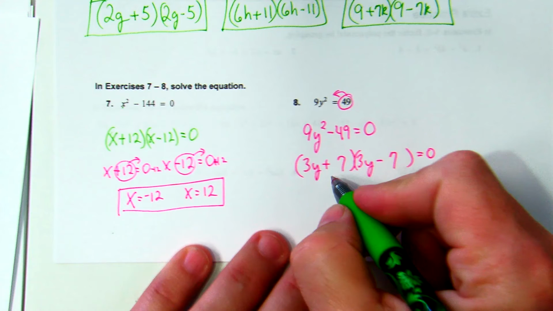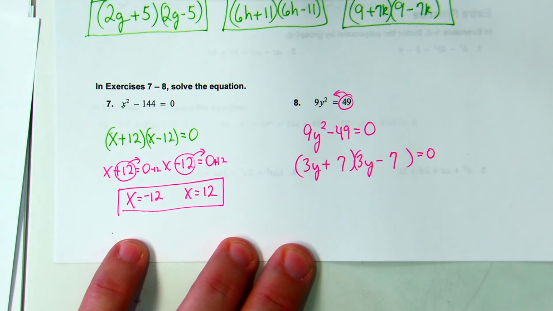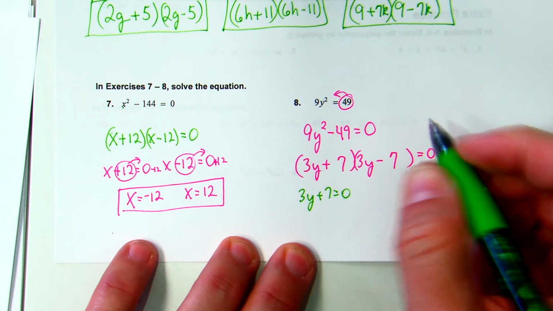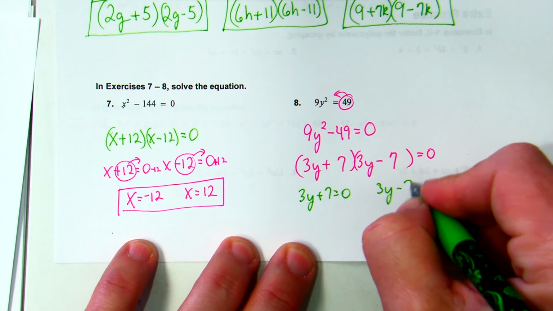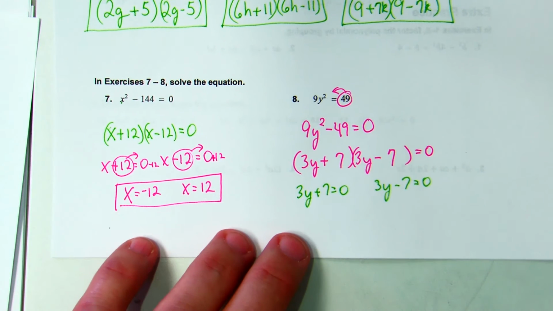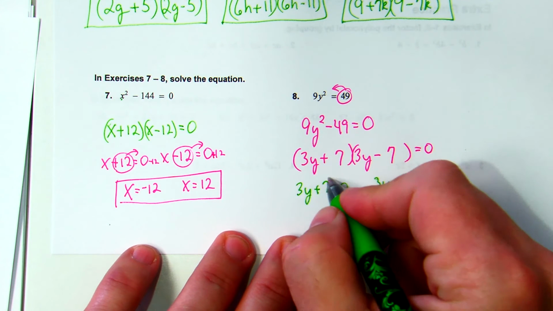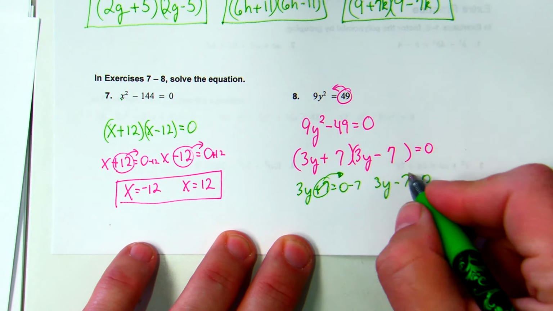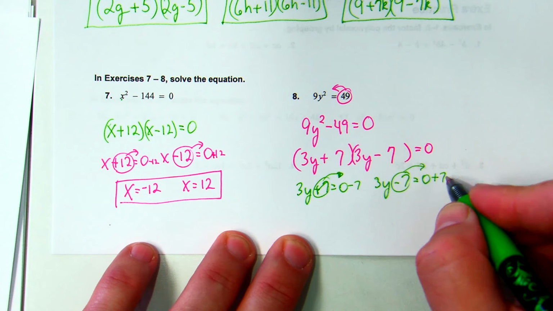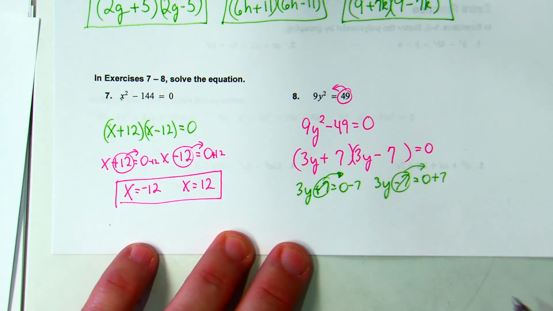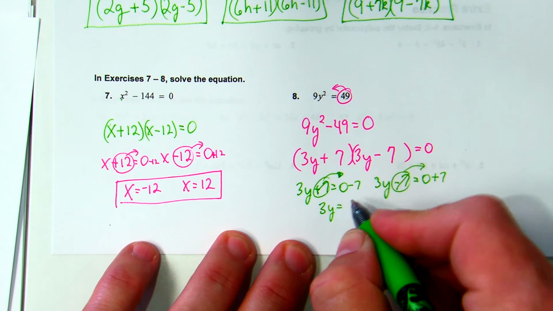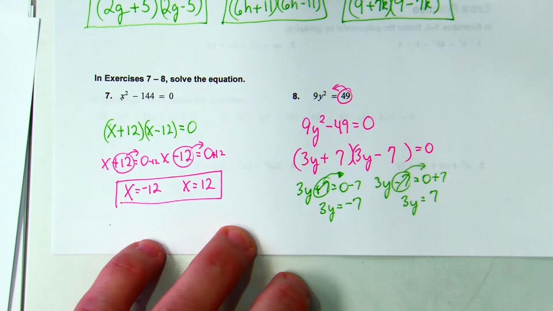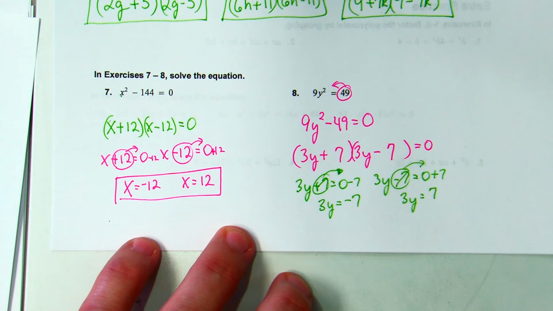So I'm going to set each factor equal to 0 and solve for y. So 3y plus 7 is going to equal 0, or 3y minus 7 is going to equal 0. I'll move the 7 across, and I'll move the 7 across over here, which makes it positive. Okay, so then we'll have 3y equals a negative 7, and we'll have 3y equals a positive 7. I'll then have to divide by 3 to get y by itself.